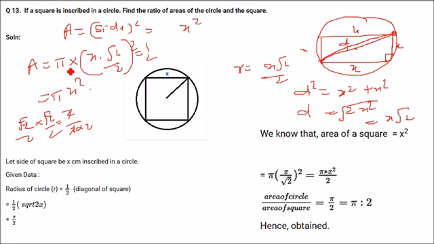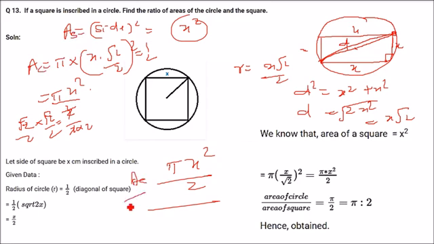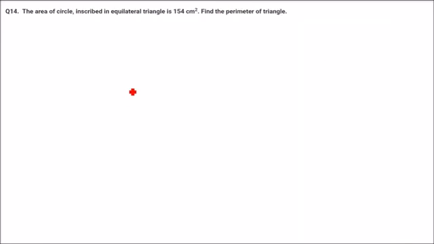That is pi x square by 2. Now what is the ratio? Ratio of the areas of the circle and the square. So we have, this is pi x square by 2, and the area of circle is pi x square by 2, and here we have x square as the area of square. So area of circle by area of square is equal to pi x square by 2 over x square. X square gets cancelled, you get pi by 2, or you can write it as pi is to 2. This is the answer.